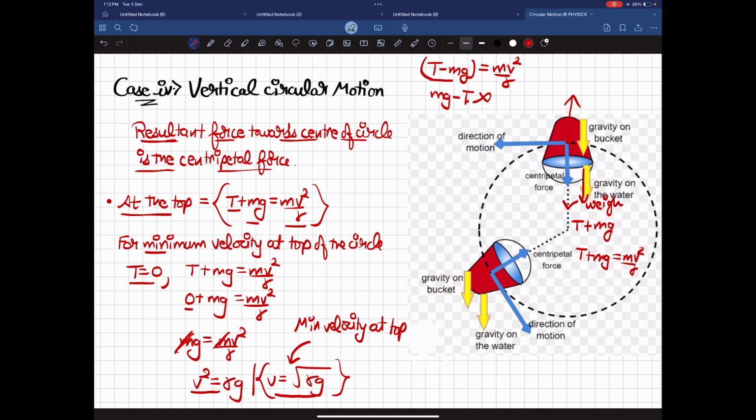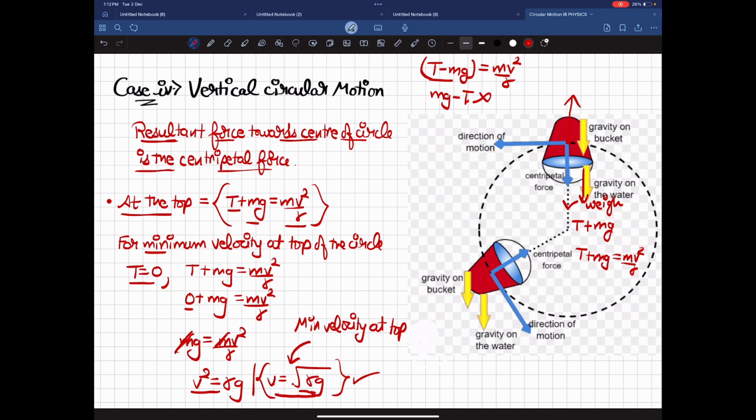Means if you want to complete a vertical circular motion and you want to do it with minimum velocity, see, you can do it with maximum velocity, it's very easy. Revolving something at very high speed is very easy. But if you want to do it with minimum velocity, your velocity should be root rg. Not below this. If it is below this, then it will not complete a circle.